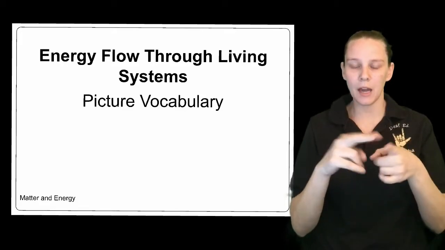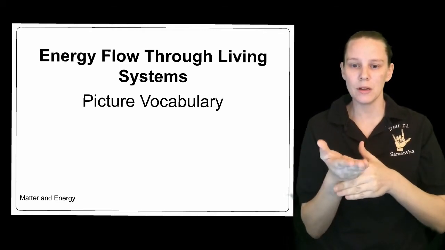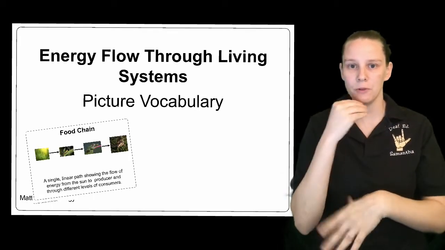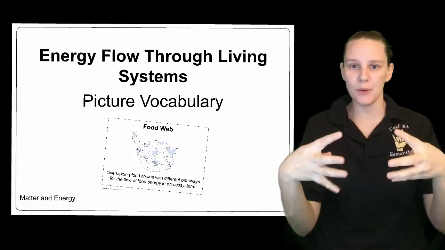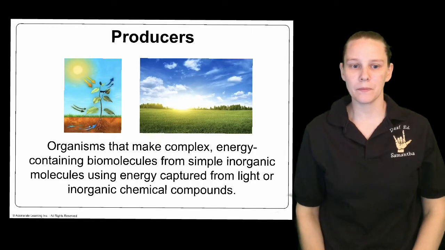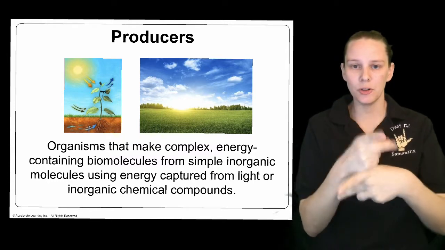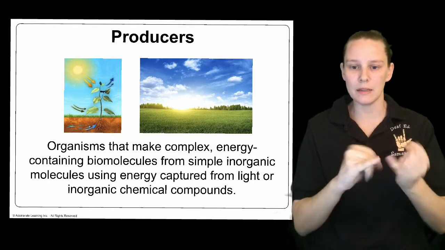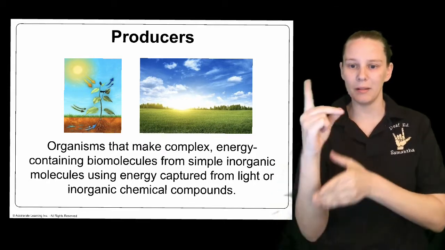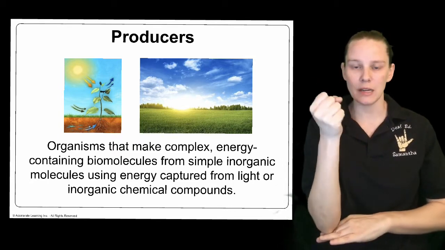Let's look at some vocabulary words talking about the energy flow through the ecosystem. We're going to look at food chains, food webs, and food pyramids. Our first vocabulary word that we are going to look at is a producer. These are organisms that make energy inside themselves, like plants, grass, flowers, and trees.